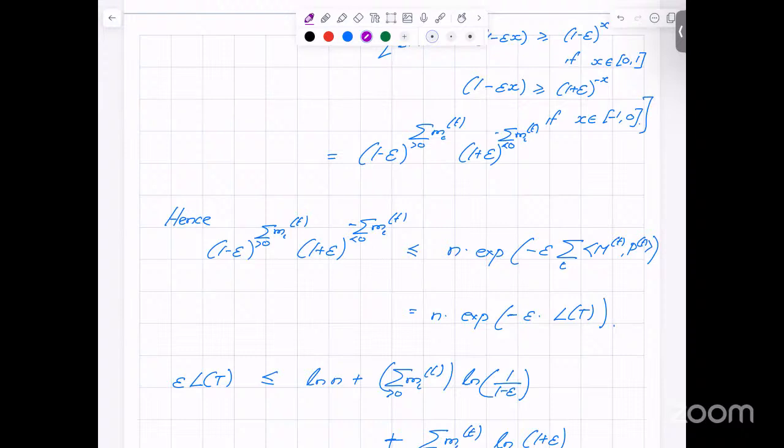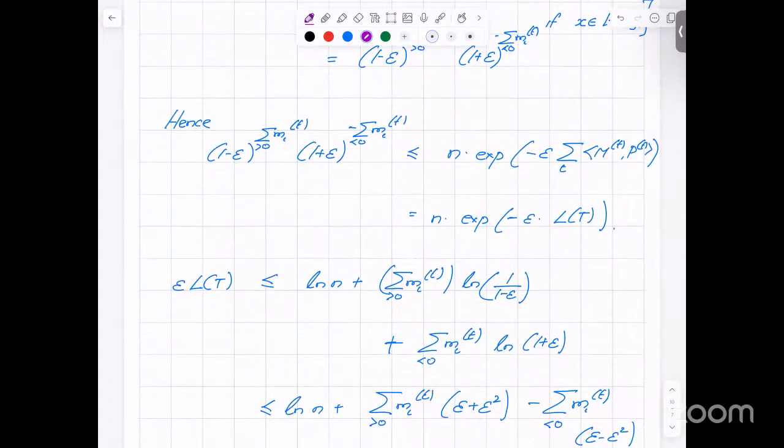Then when I take logarithms, what happens? I should have done it all in one set. So ln n is ln n. When I take the logarithm, this minus epsilon ln t becomes epsilon ln t on this side. That one goes as summation of m_i ln 1 minus epsilon. When it comes to the other side, it becomes ln 1 by 1 minus epsilon. The other one, there's a minus m_i^t ln 1 plus epsilon, and yes, this has to be a negative sign over here.